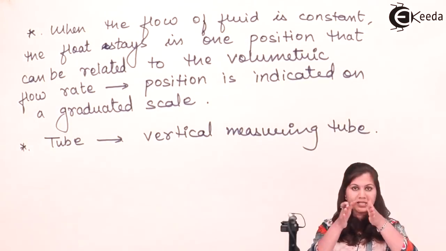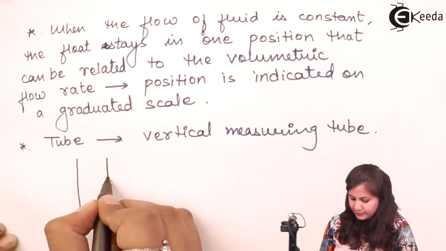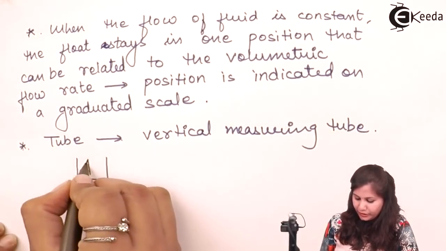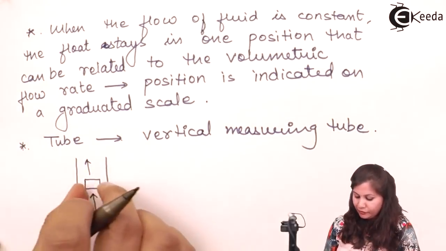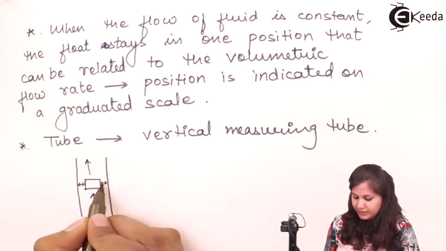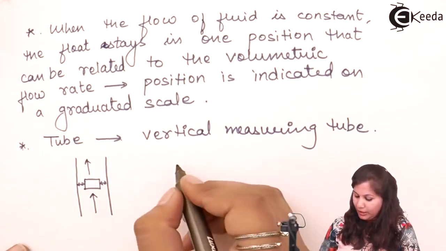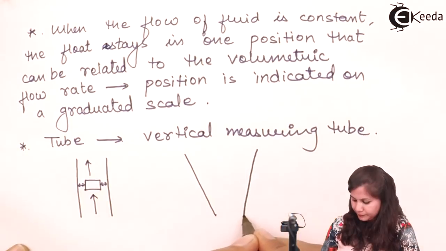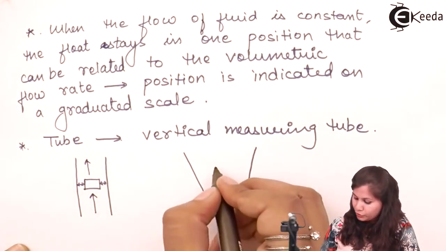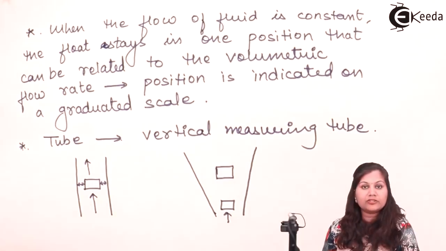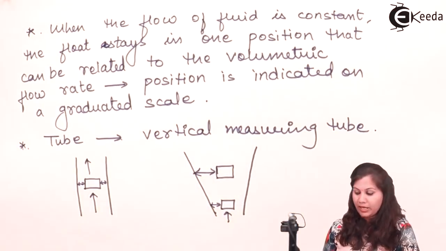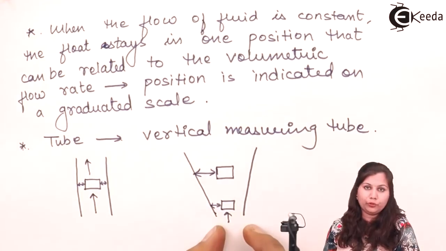Tapered is used because if a straight tube is used like this, and the float is present here, when fluid is flowing it is going to lift the float upwards and there will be no change in the cross-sectional area. The cross-sectional area will remain the same when the float is rising up or falling down. But if the tube is tapered and the float is present here and the fluid flow is trying to raise it, then when the fluid is raising the float, a change in the cross-sectional area is occurring. Here the area is different, here the area is different. So that is why in rotameters a tapered tube is used.